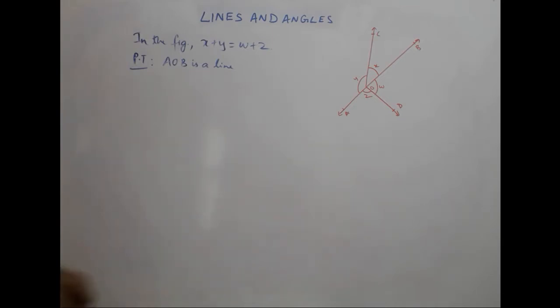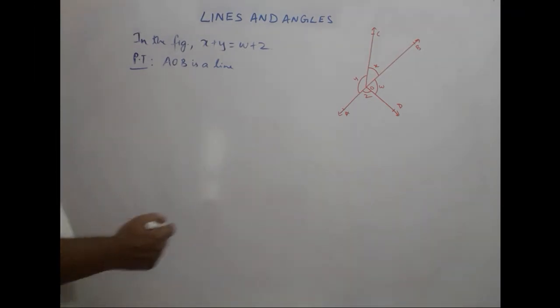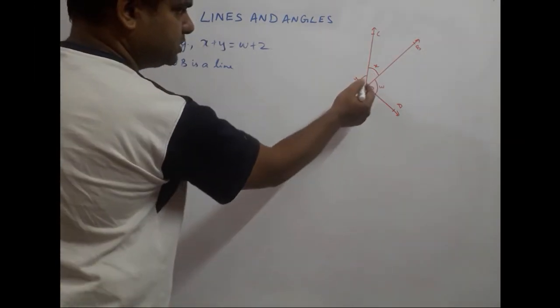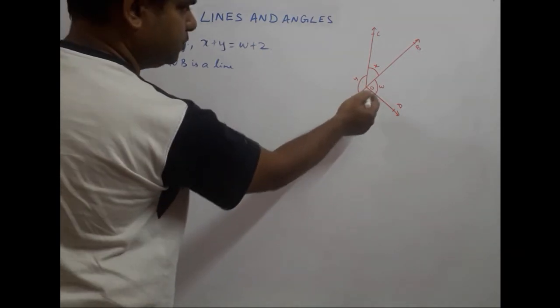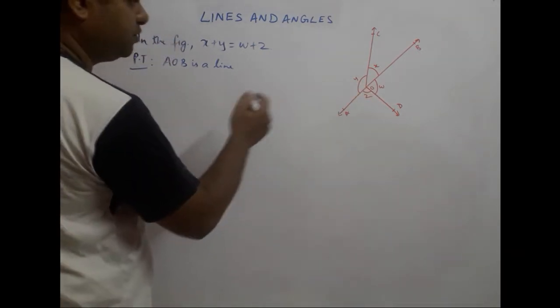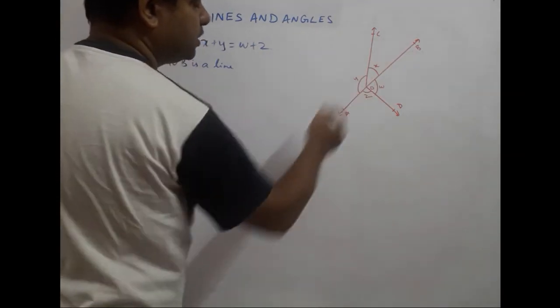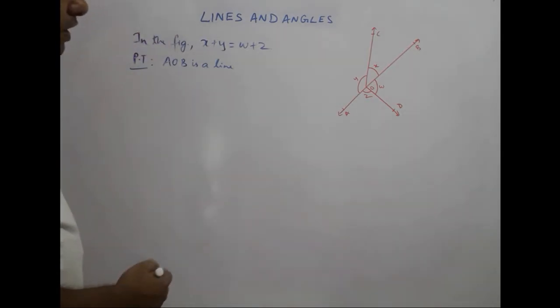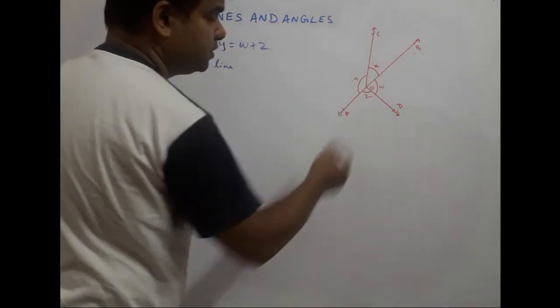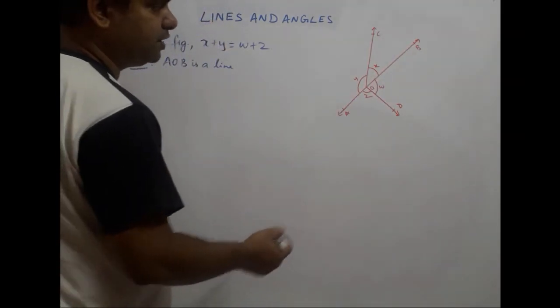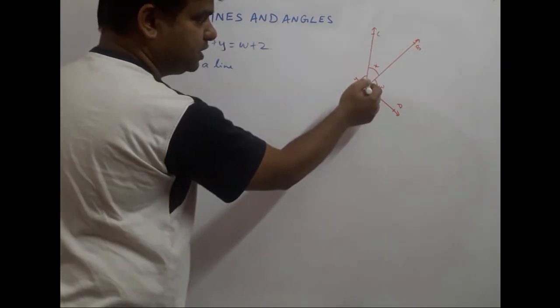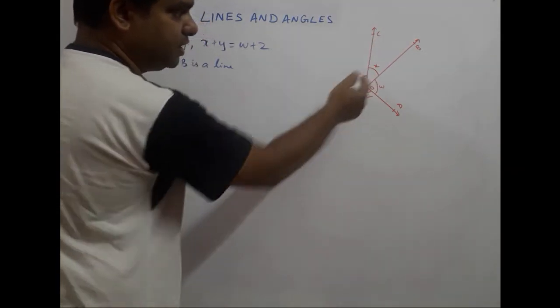Okay, first we'll have a look at what has been given. We are given x plus y. These are angles. X plus y is equal to w plus z, and we are asked to prove this AOB is a line. In order to prove that this is a line, we will have to prove that this ray actually forms linear angles on both sides.